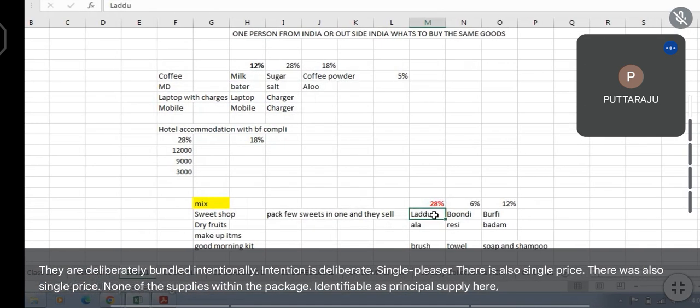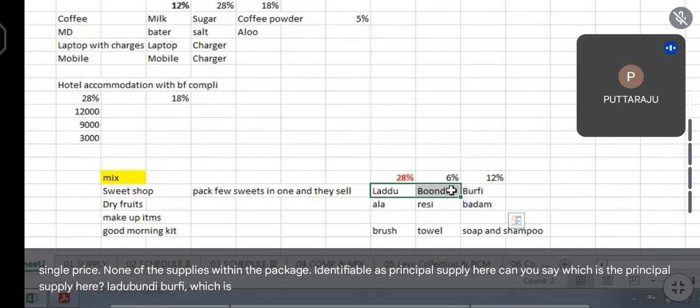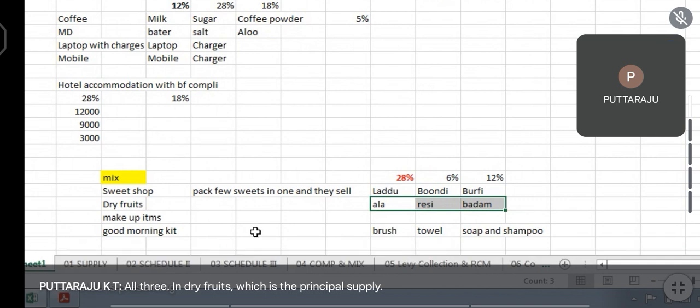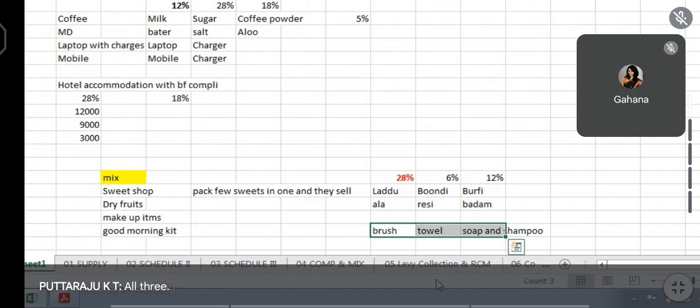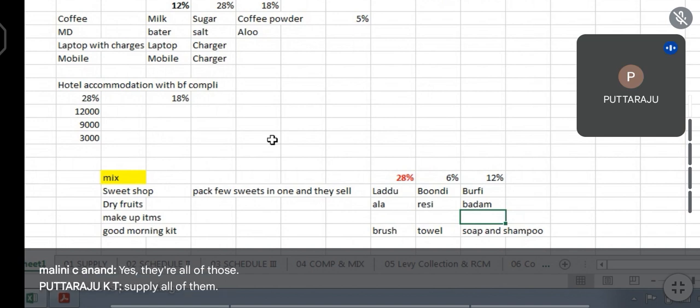Here, can you say which is the principal supply? Laddu, bundi, barfi. Which is the principal supply? Yes, all 3. In dry fruits, which is the principal supply? Dry fruit, all 3. Here, brush, towel, soap, shampoo, all of them. In makeup kit, lipstick, eyeliner, and kajal, some cheek rose, something is there, no? Yes, sir, all of them are principal supply.